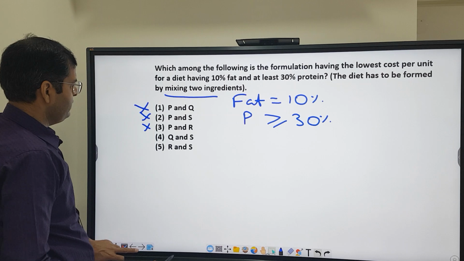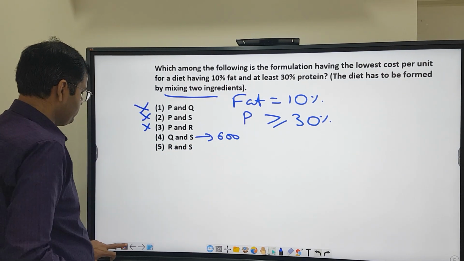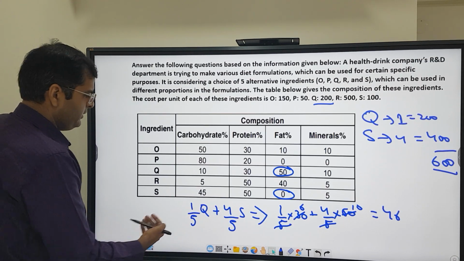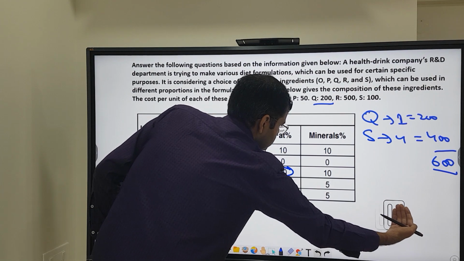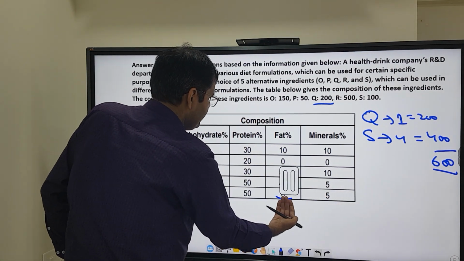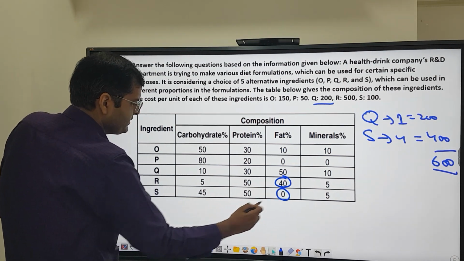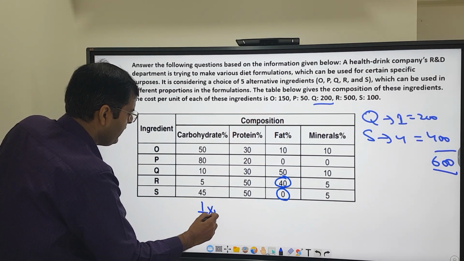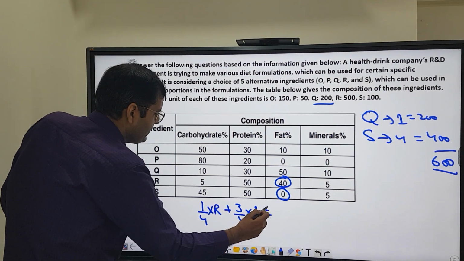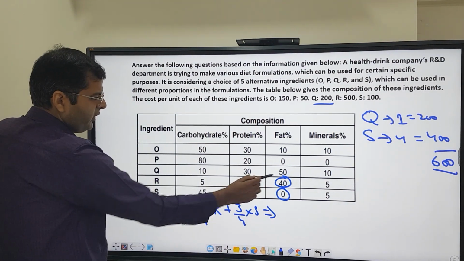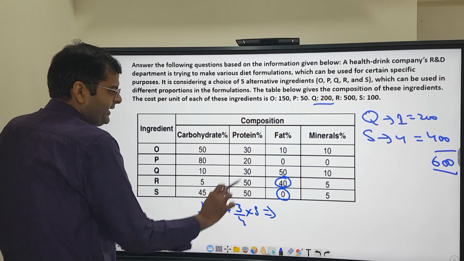Okay, so let me write the cost here. So this is possible with a cost of 600. Now finally we have to check for R and S. So now if you look at it, for R and S, to get exactly 10% fat, R is 40% fat, S is 0% fat. So it will be 1/4 into R, which is 10%. The remaining 3/4 will be S. So fat comes out to be how much? 1/4 into 40, which is 10, plus 3/4 into 0. So 10 plus 0 is 10. So I am getting 10% fat.